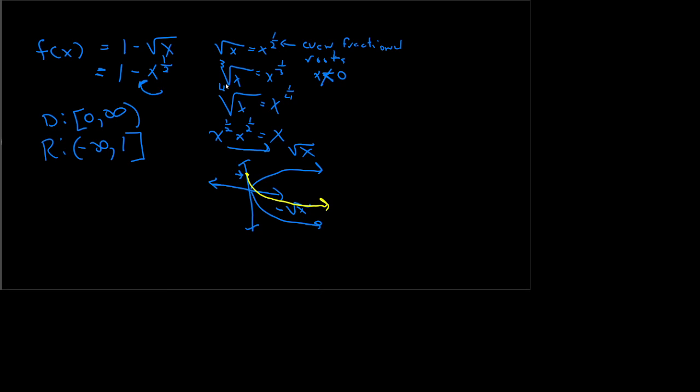Let's look at a division by 0 possibility that can come out. So let's look at a function here.